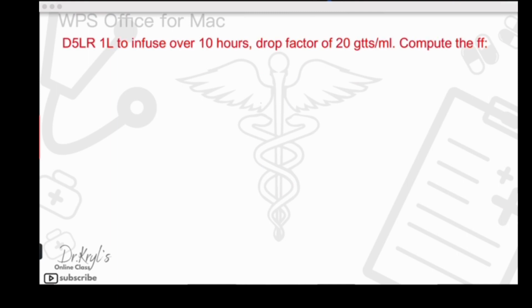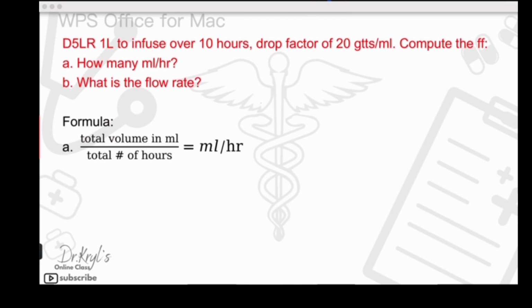The doctor's order D5LR 1 liter to infuse over 10 hours. So, the administration set or the drop factor to be used, okay, is 20 drops per ml. What to compute? How many cc per hour or how many ml per hour? Kasi same lang naman si cc at si ml. And what is the flow rate? Okay? Or how many drops per minute you will regulate.